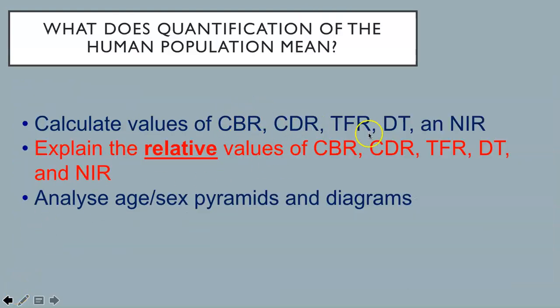Now, what do all these numbers mean when we quantify human population? We need to be able to explain the relative values of these figures.